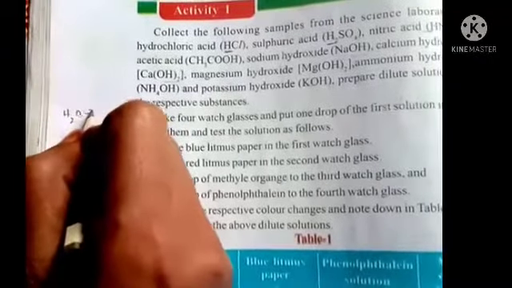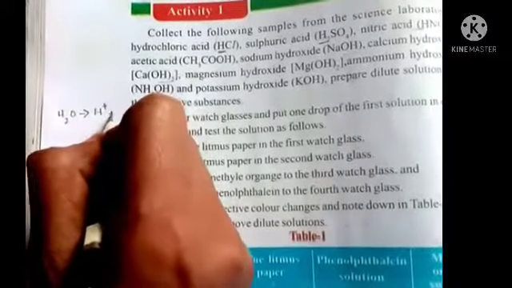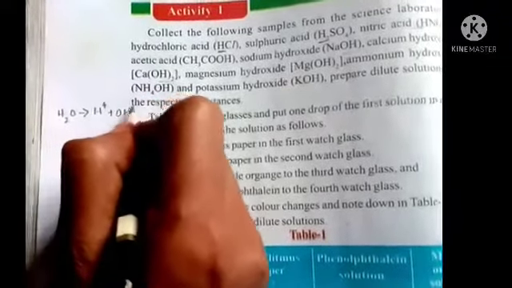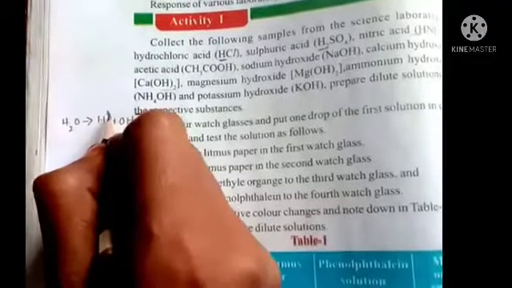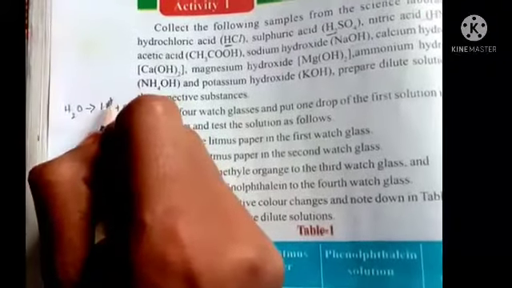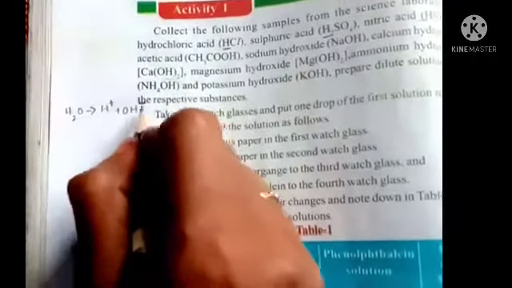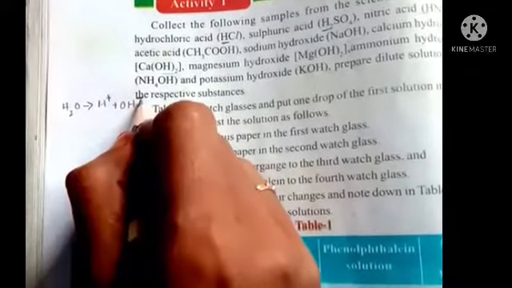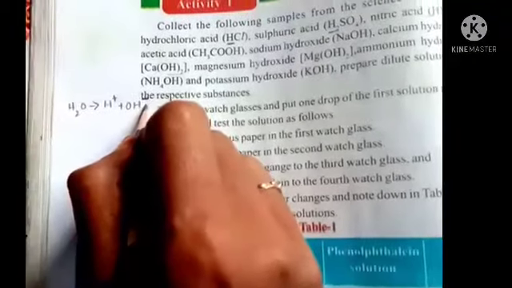H2O gives rise to H plus and OH minus ions. Here, the one with the plus sign is called the cation. That is the giving nature of ions. Then the one with the OH minus ions is called the anion.